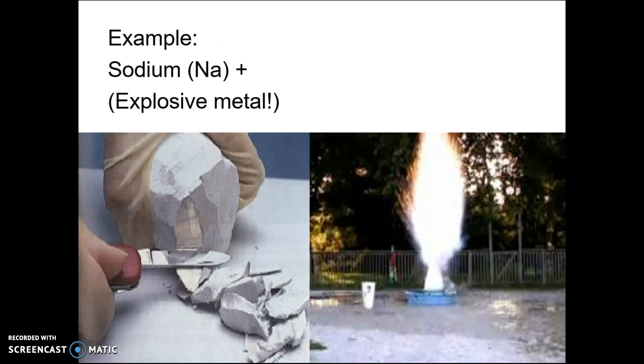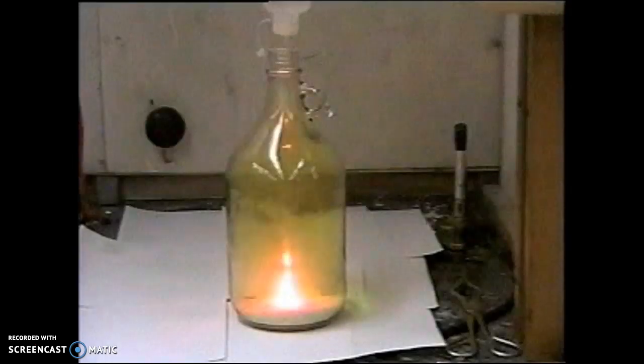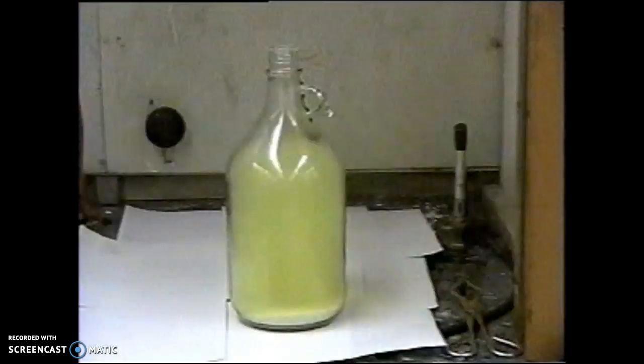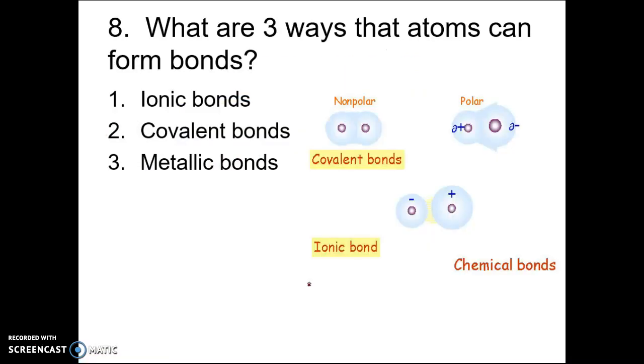For example, we have sodium, which we know is a soft whitish metal. We've talked about this before, and if sodium gets close to chlorine, then we have a reaction that happens where bonds are formed, and we end up with NaCl, sodium chloride, otherwise known as table salt.